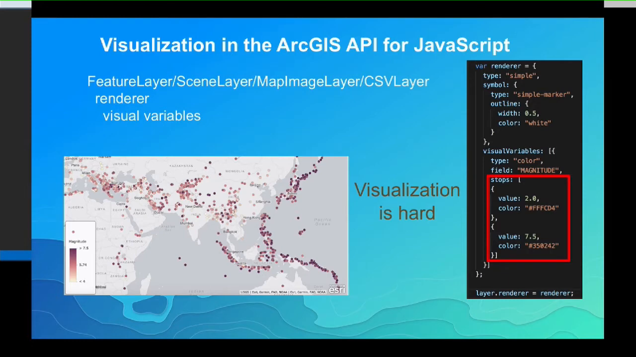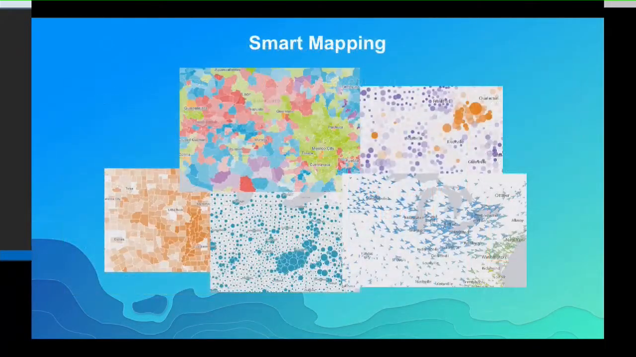You might look at this API and say, well, this is simple syntax, but I'm not a cartographer. I don't understand which color schemes make the most sense for my map. I don't understand which colors look good, and I don't even know what data values to map to them. And that's where smart mapping, that project, was really born.